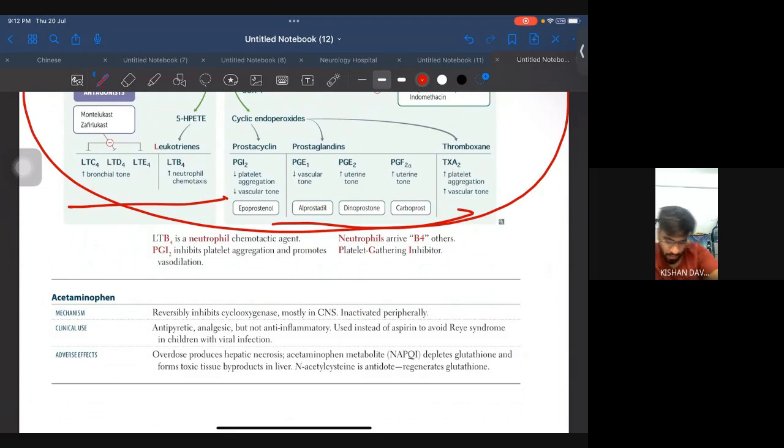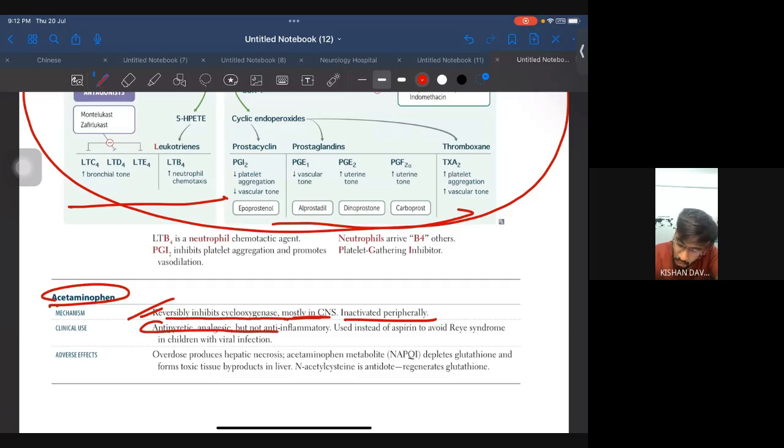All right, so moving on, acetaminophen reversibly inhibits cyclooxygenase, mostly in the CNS, inactivated peripherally. Okay, this mechanism you have to remember. Antipyretic, analgesic, but not anti-inflammatory. This is a very important line. First line, very important line. Antipyretic, analgesic, but not anti-inflammatory.